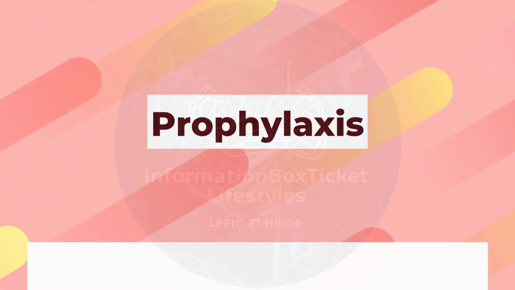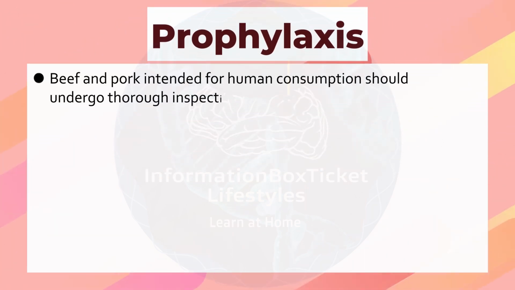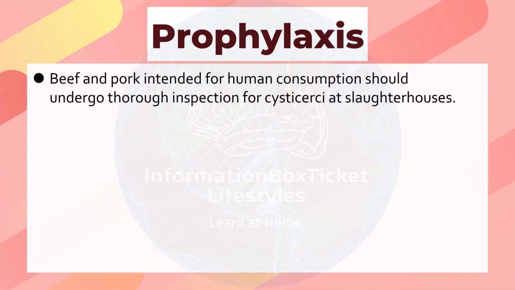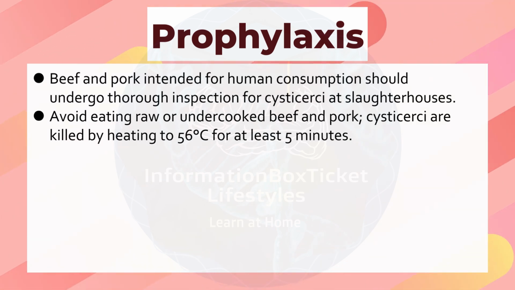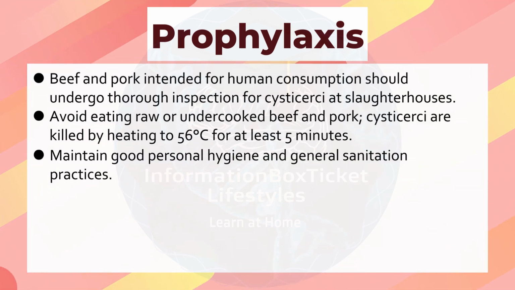Prophylaxis. Beef and pork intended for human consumption should undergo thorough inspection for cysticerci at slaughterhouses. Avoid eating raw or undercooked beef and pork. Cysticerci are killed by heating to 56 degrees Celsius for at least 5 minutes. Maintain good personal hygiene and general sanitation practices.